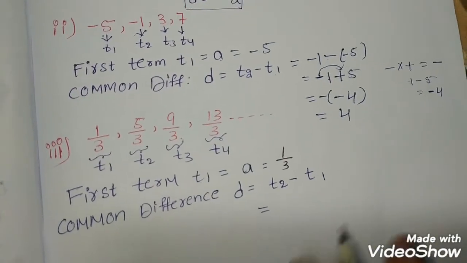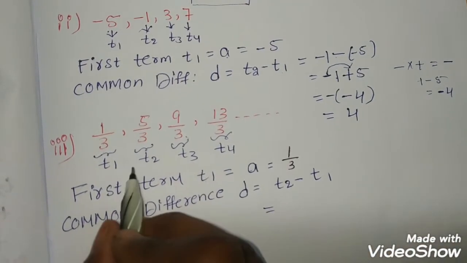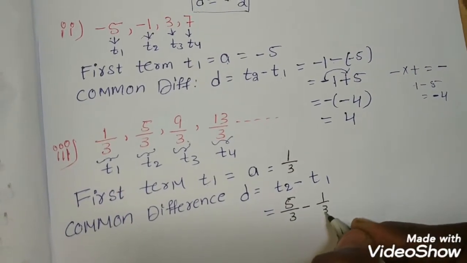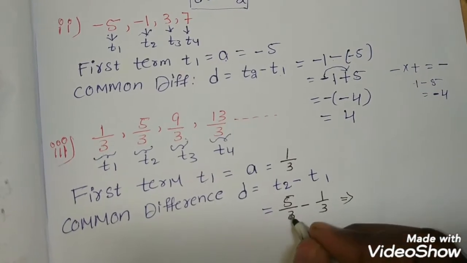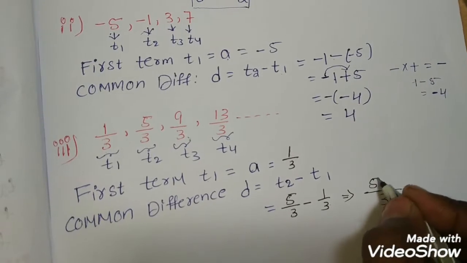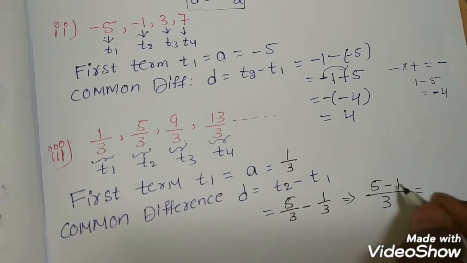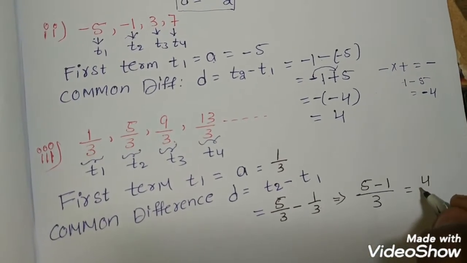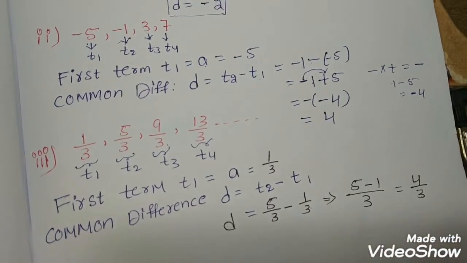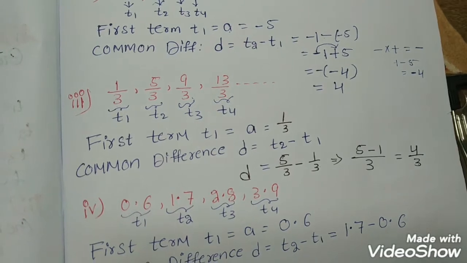Understand? What is the common difference here? D is equal to T2 minus T1. What is T2? 5 by 3 minus 1 by 3. How can you do it? See, 3 is common. So our LCM is 3. Okay. And 5 minus 1, that is 4. 4 divided by 3. Our common difference D is 4 by 3.